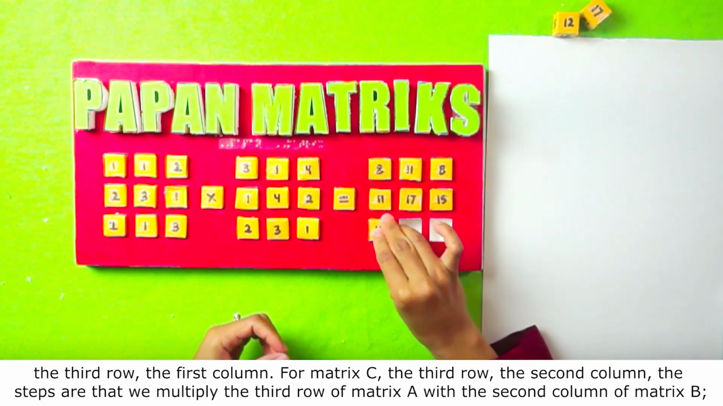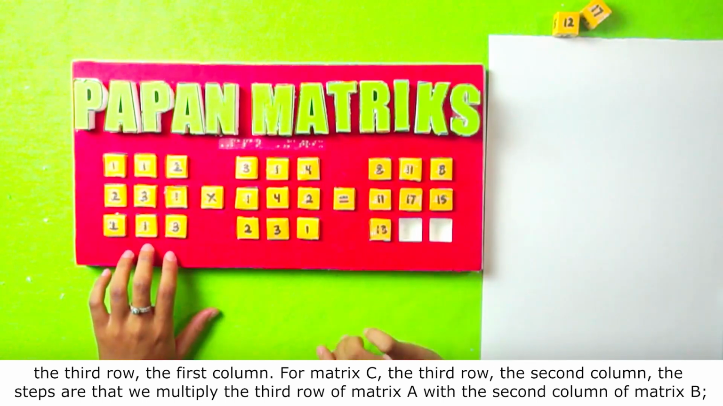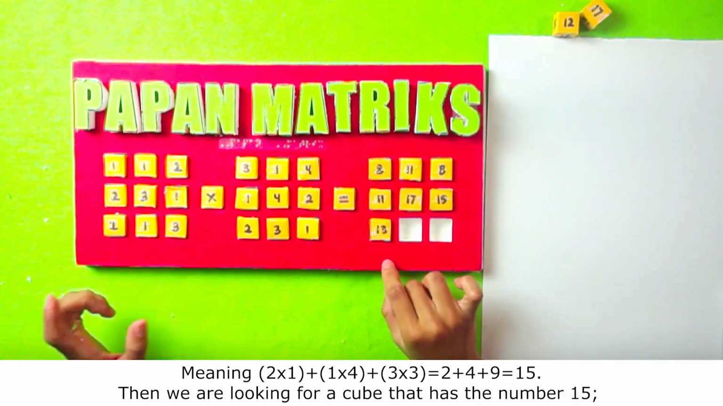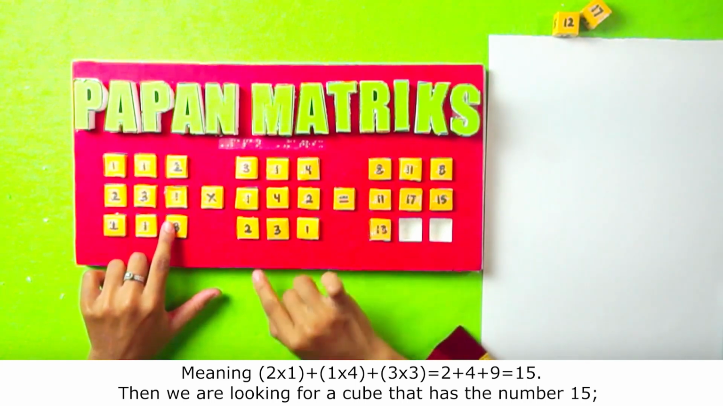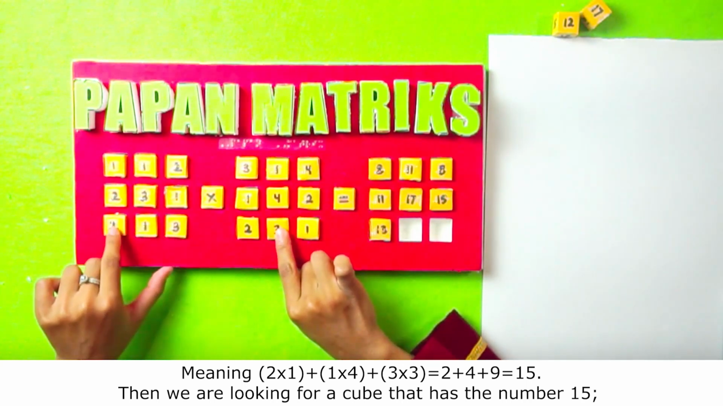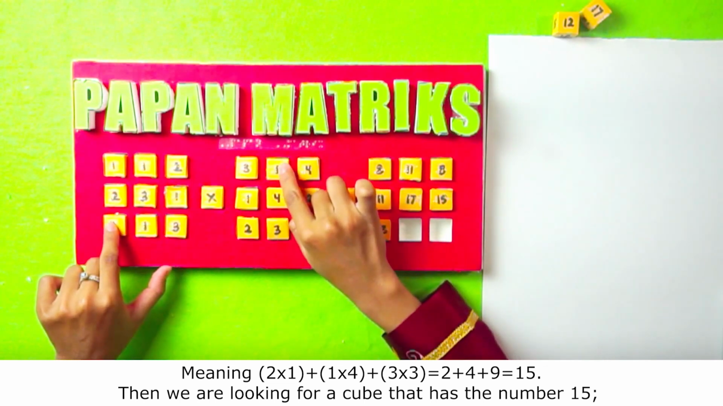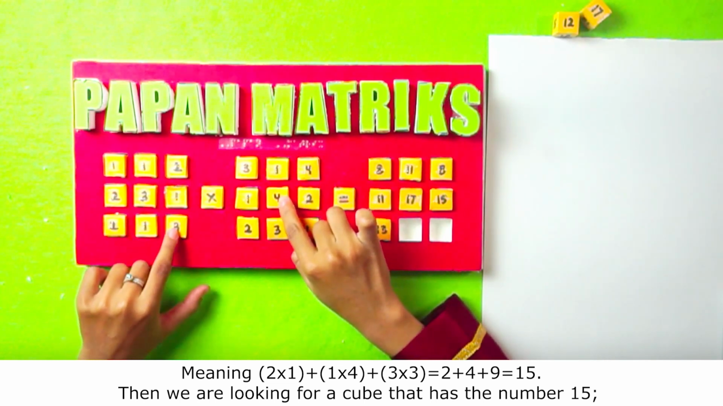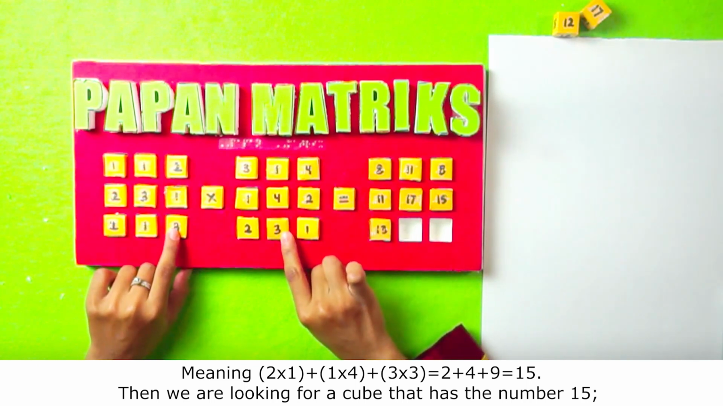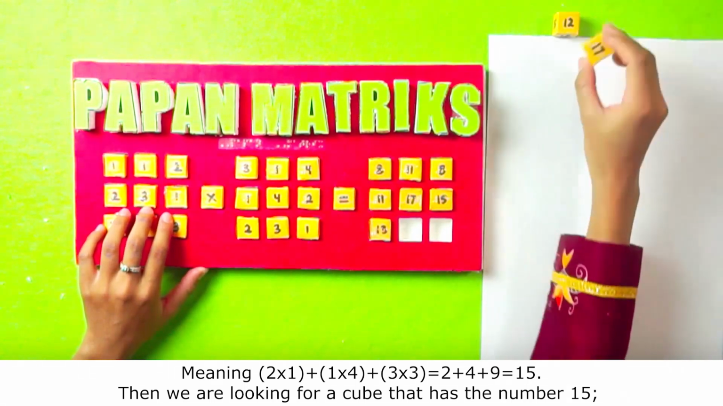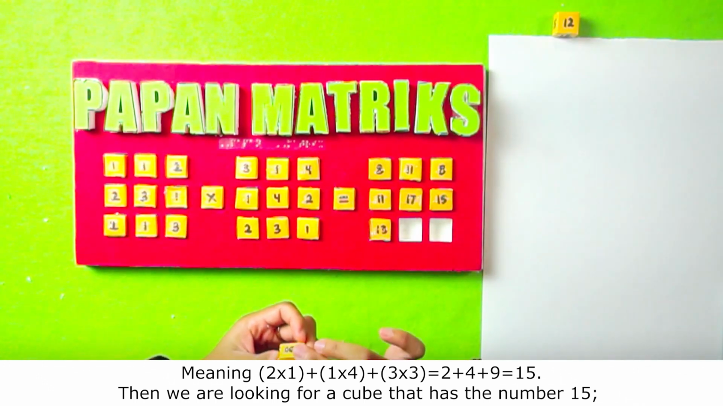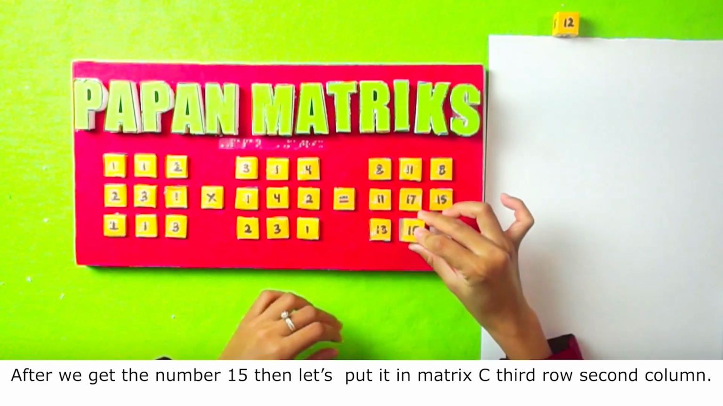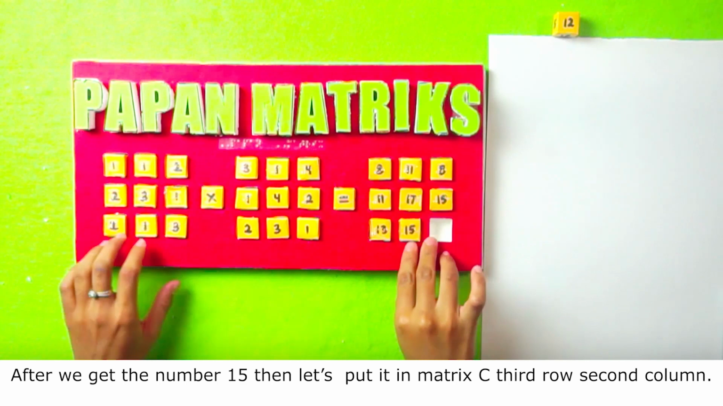For matrix C, the third row and the second column, the steps are that we multiply the third row of matrix A with the second column of matrix B. It means 2 times 1 plus 1 times 4 plus 3 times 3 equals 2 plus 4 plus 9 equals 15. Then we are looking for a cube that has number 15. We feel for it first. After we get the number 15, we place it in matrix C, the third row, second column.